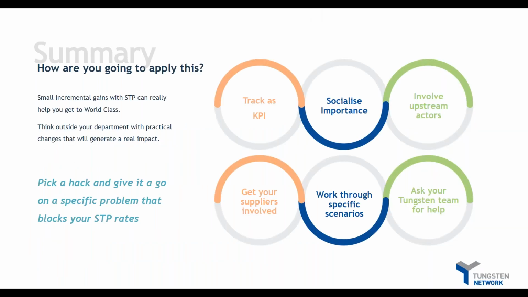So those were my 5 hacks. I just wanted to give some thoughts about how you can actually get them into the business. So if you're going to do 3 key things, I would try and track them as some form of a KPI. Talk about socializing the importance. It is a subject that the more you talk about it within the business, I hope more people get involved. And that's why I also say it's good to involve those upstream actors. Get those people involved, talk about it a lot, make it something that you talk about in your business all the time. Then get your suppliers involved and work through some specific scenarios with them.